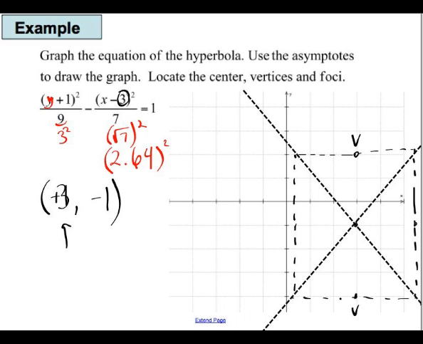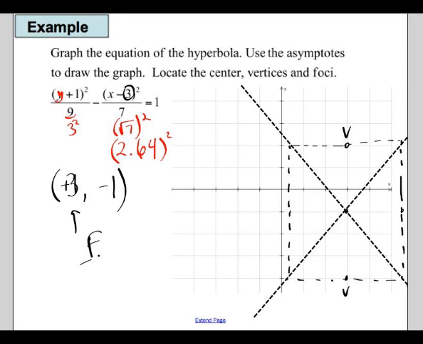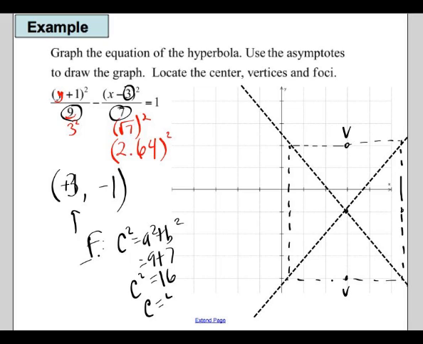So the focus points is always going to be c squared equals a squared plus b squared. So I'm simply going to add 9 plus 7. 9 plus 7, I get 16. That's c squared, so c is 4. So that means my foci are 4 away from my center, so I'm going to go down 4, and I'm going to go up 4. Those are my two foci.